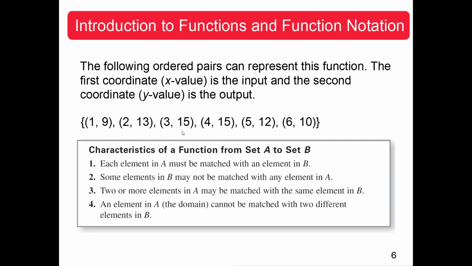This is what I was just talking about above with 3 and 4. 2 or more elements in A may be matched with the same element in B. They can do that, and it's still perfectly fine to call it a function. The only key thing that we can't have, an element in A cannot be matched with 2 different elements in our set B. So this is a brief summary of the ideas that hopefully you've already seen and talked about.